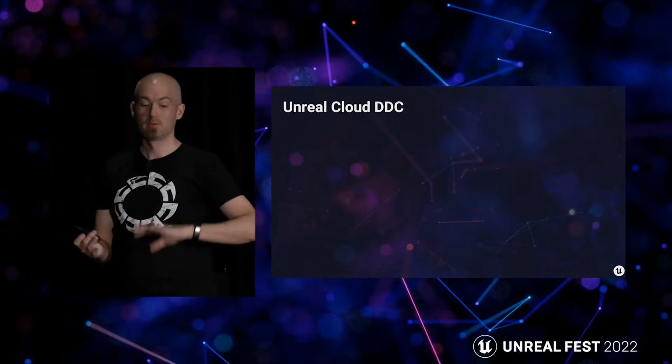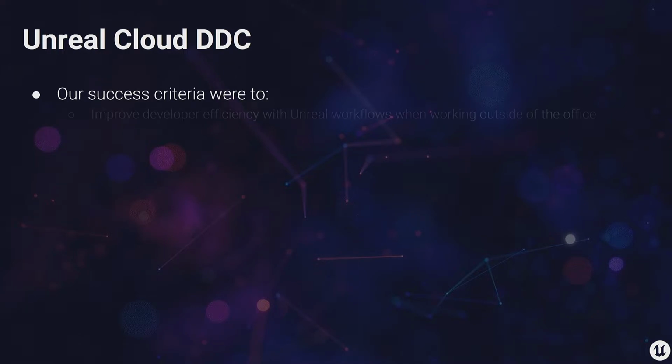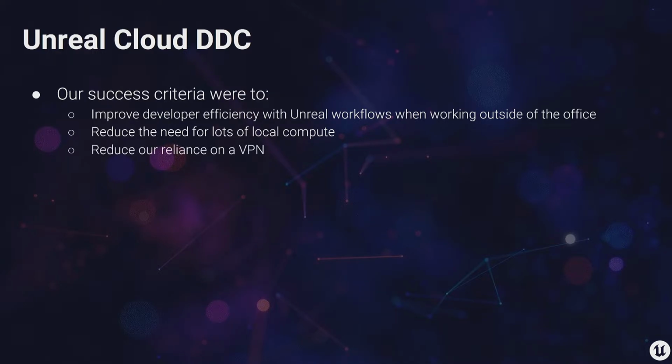So moving on now to the Cloud DDC adoption we went through. Similarly, we looked at some success criteria for adopting this technology. We really wanted to make sure that we could improve developer efficiency with Unreal when they were working outside of the office. Obviously, inside the office, it's great, but outside has definitely been a problem for us. We also wanted to reduce the need for that local compute we talked about earlier. We didn't want our partners having to have big compute farms just to support things like shader compiles. And we also wanted to reduce our reliance on a VPN.